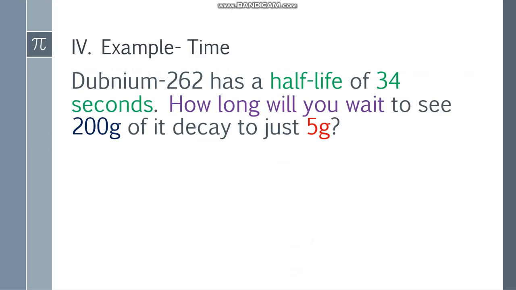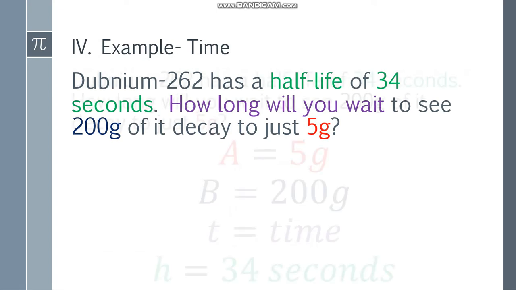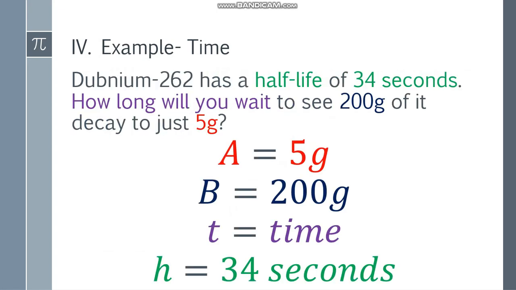Let's move on. What if we are asked to find the time? Lumium 262 has a half-life of 34 seconds. How long will you wait to see 200 grams of it decay to just 5 grams? Let's place the givens. A is equal to 5 grams. B is equal to 200 grams. T will be the time. H will be 34 seconds.